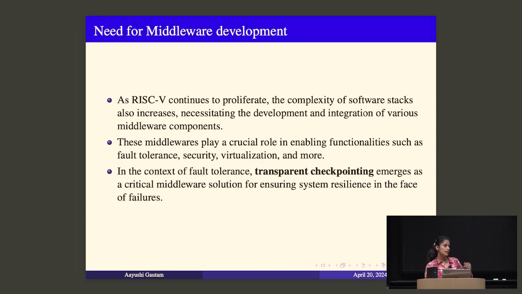Fault tolerance, I would say, is kind of a safety net for you, and it enables continued operation, possibly at a reduced level, rather than failing completely when some part of your system fails. So middleware like transparent checkpointing plays a pivotal role in achieving fault tolerance, and that's somewhat what we did for this particular project.